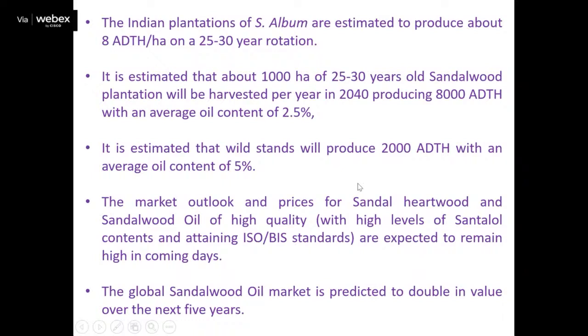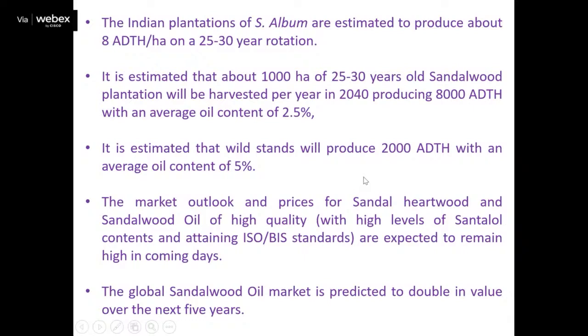The Indian plantations of Santalum album are estimated to produce about 8 air-dried tonnes of hardwood per hectare on a 25 to 30-year rotation. It is estimated that about 1,000 hectares of 25 to 30 year old sandalwood plantation will be harvested per year in 2040, producing 8,000 air-dried tonnes of hardwood with an average oil content of 2.5% to 3%. Because in harvested sandalwood the oil content will be less, as they are harvesting at a minimum age of 14 years. Hence, the oil content will be less. It is estimated that wild stands, that is naturally grown, will produce 2,000 air-dried tonnes with an average oil content of 5%.